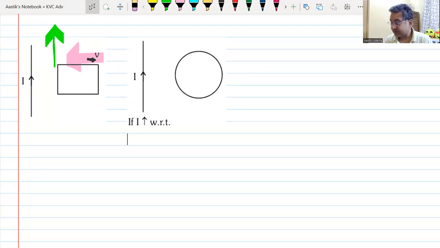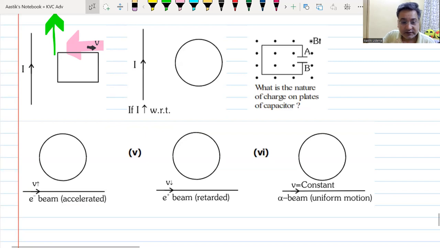This case. Now the coil is stationary, but I am increasing the current in the wire. What will be the direction of induced EMF in the circular coil, if there is any? So I'll give you a couple of questions and then I'll give you 2 minutes so that you can solve them on your own, and then we will discuss them together. These 5 questions, I'll give you 2 minutes to find out the direction of induced EMF and then we will discuss them.